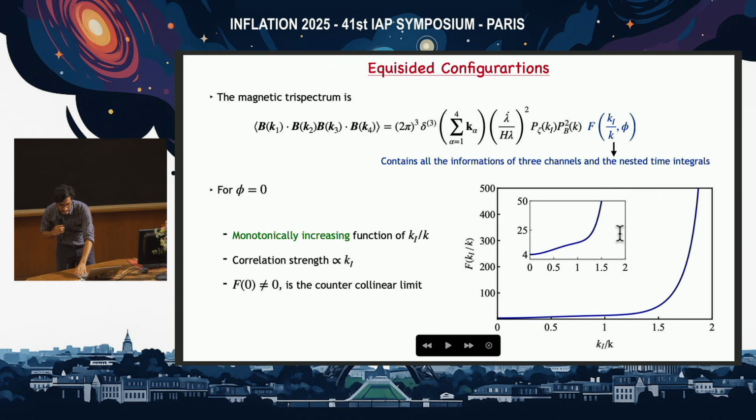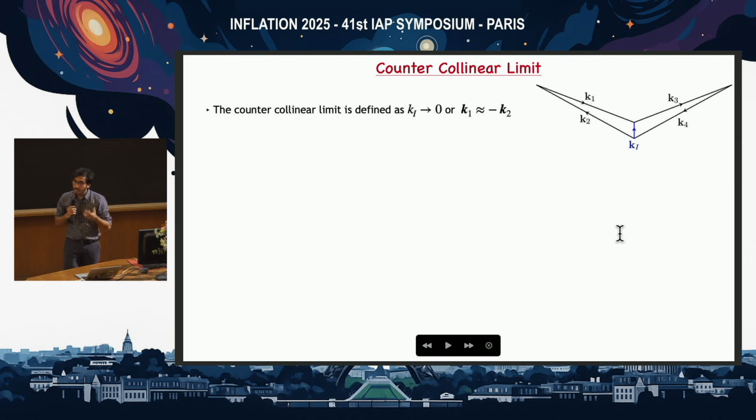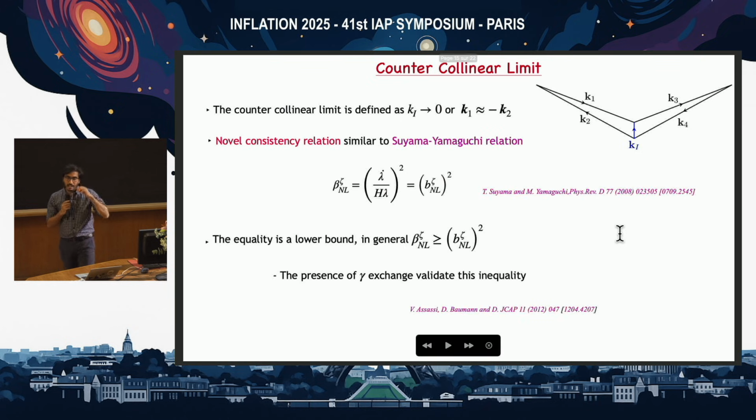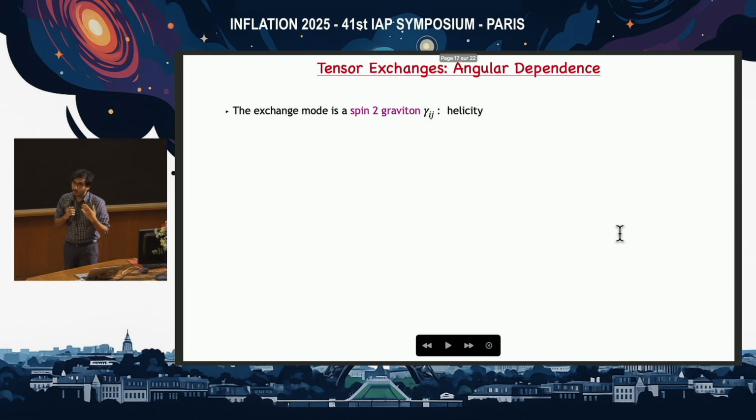And next, k_I tends to 0 is another interesting limit, which is the counter-collinear limit. And in this limit, we are able to derive a new consistency relation in the theory, which is similar to that of the standard Suyama-Yamaguchi relations. And this actually relates the nonlinearity parameters in the trispectrum to that of the bispectrum. And all this similar analysis you can do for the tensor exchanges also, which we did in our analysis.